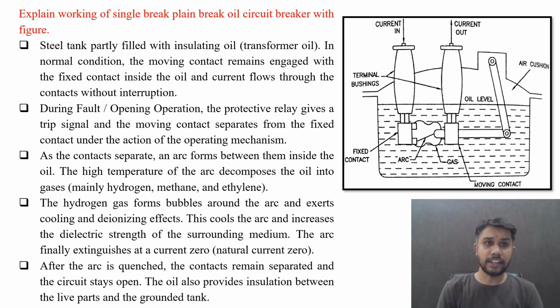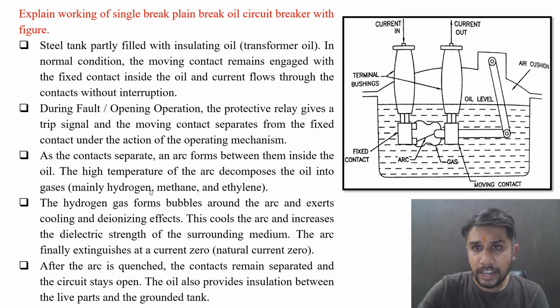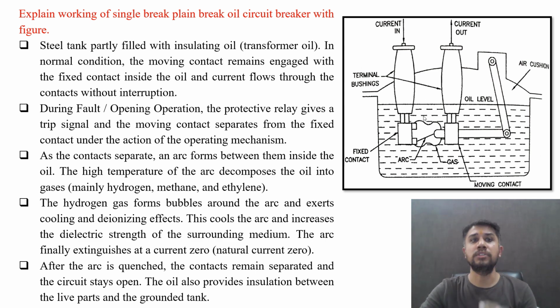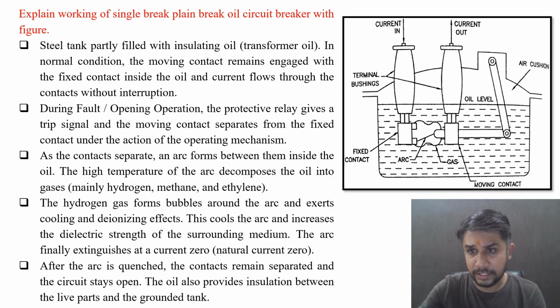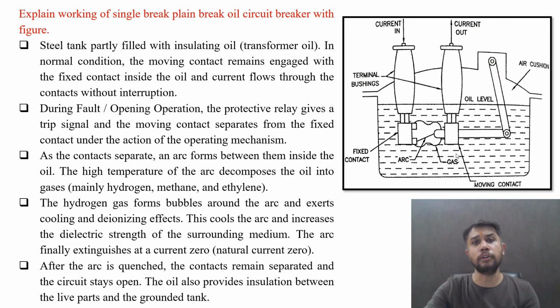Explain the working of single break, plain break oil circuit breaker with figure. So you can visualize in the figure. Here we have the single break, plain break oil circuit breaker. In this, a tank is partly filled with the insulating oil. You are visualizing this, and this oil is your transformer oil. In the normal condition, the moving contact remains engaged with the fixed contact. Here it is, moving contact engaged with the fixed contact.